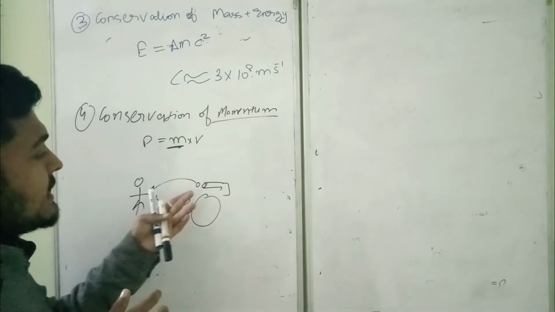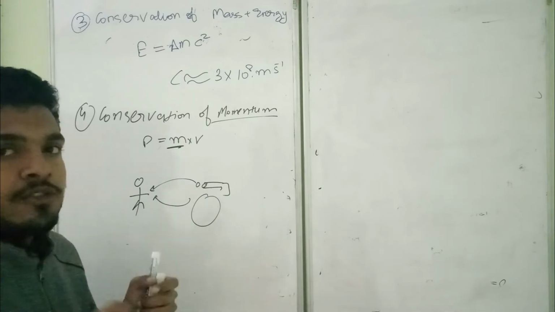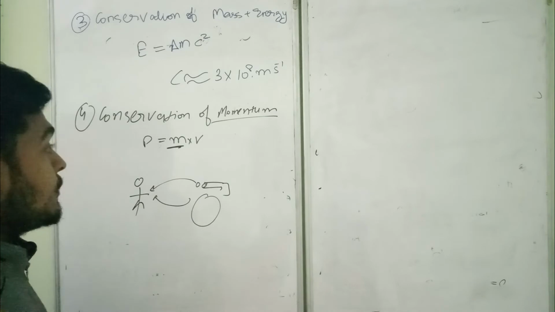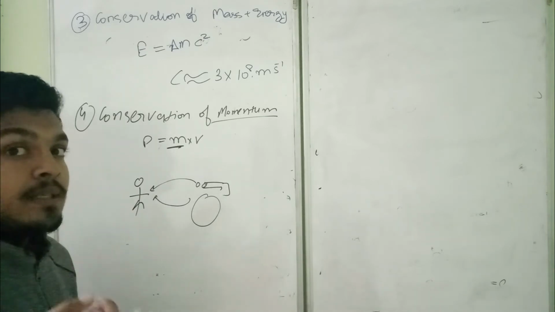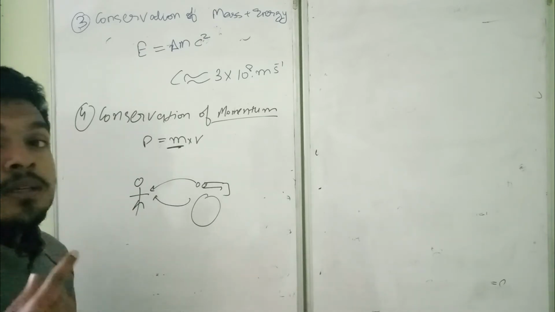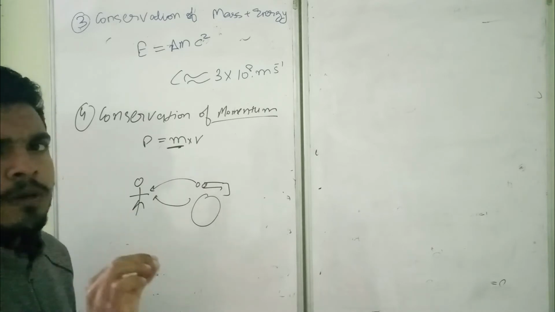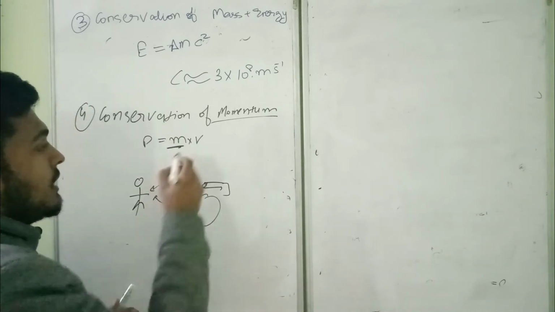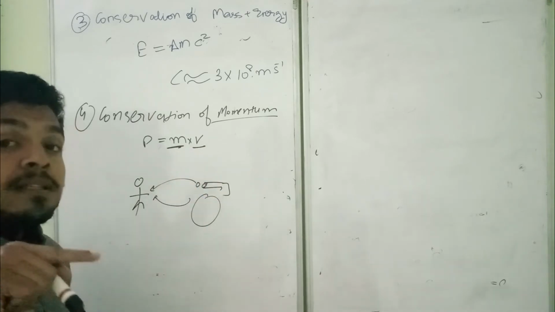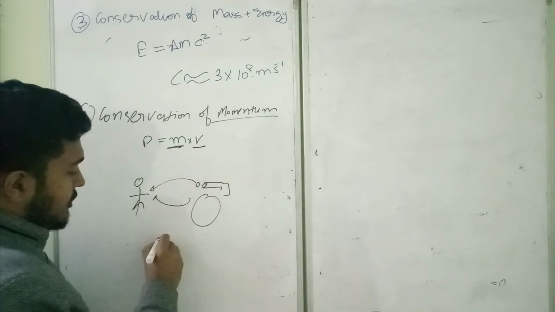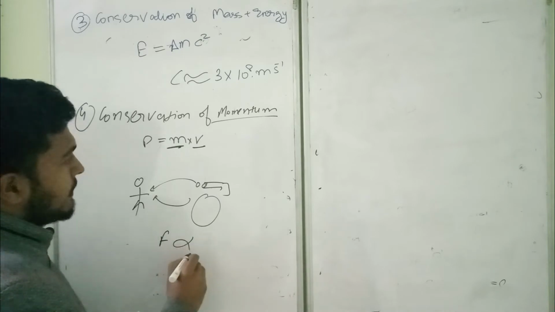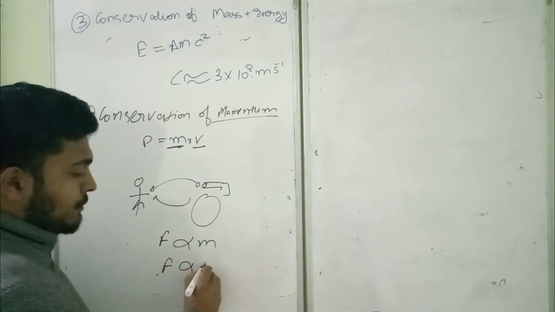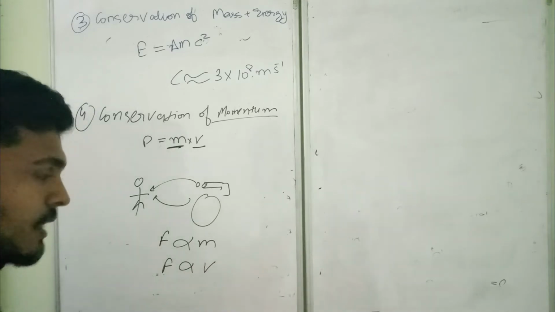Why? Because this bullet is having tremendous velocity. So the force that is needed to stop an object also depends upon its velocity. And not just depends, but it is directly proportional. So the force needed is directly proportional to m, and the force needed is also directly proportional to v.